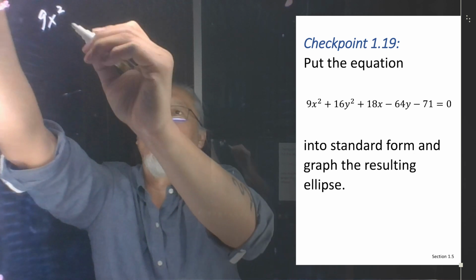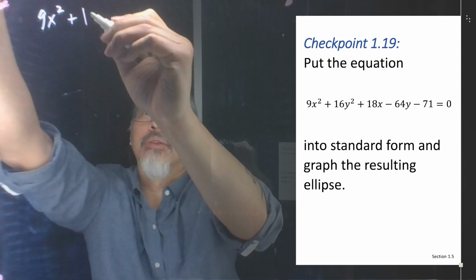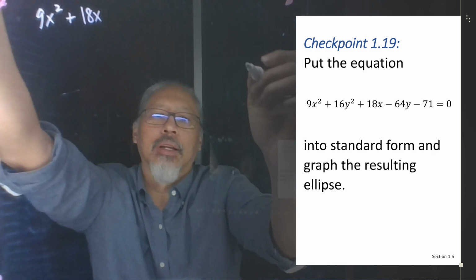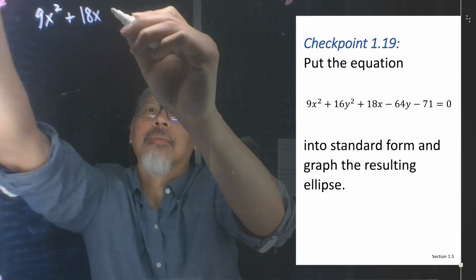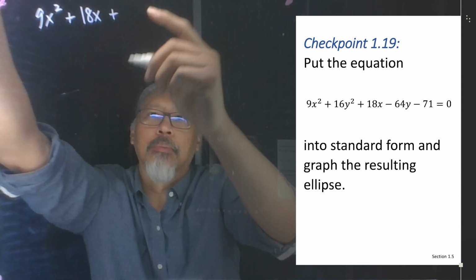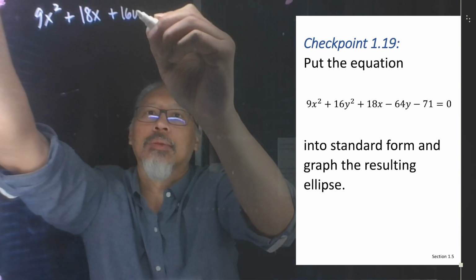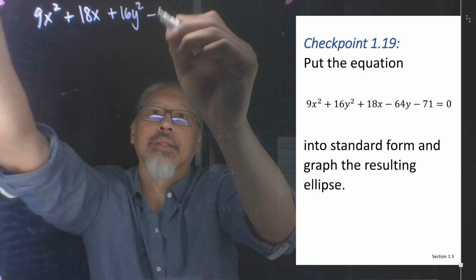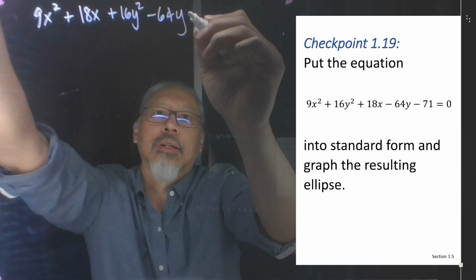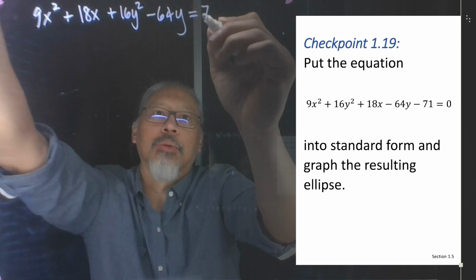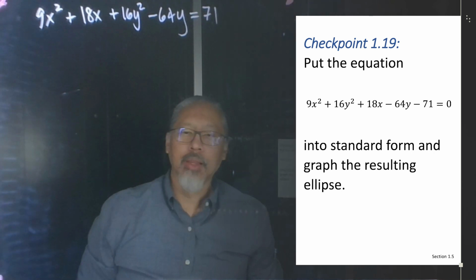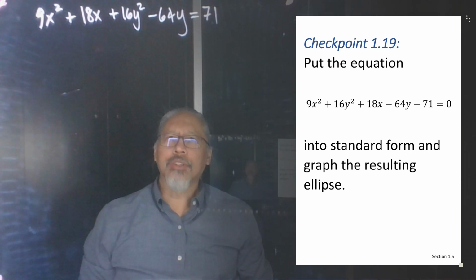That involves writing the x's together so that we can group them together and the y's together. So we have a 9x squared plus 18x, and then we have a positive 16y squared. This is a minus 64. And then let's bring the 71 over to the other side. Okay, that's our first step.